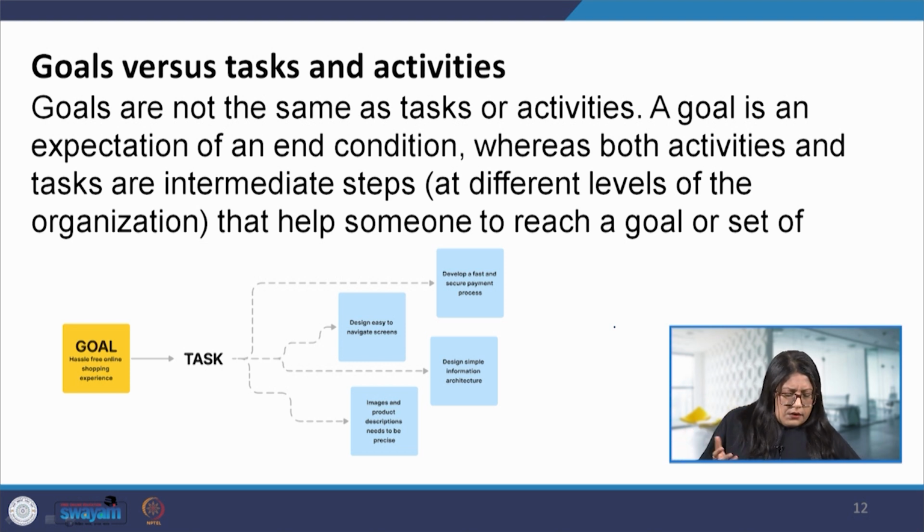We can see here in the example that the goal is the shopping experience, and the task has been broken into several parts, where the design of the screen is also important. The images and product description are another task. So, the tasks are smaller and the goal is the bigger picture.